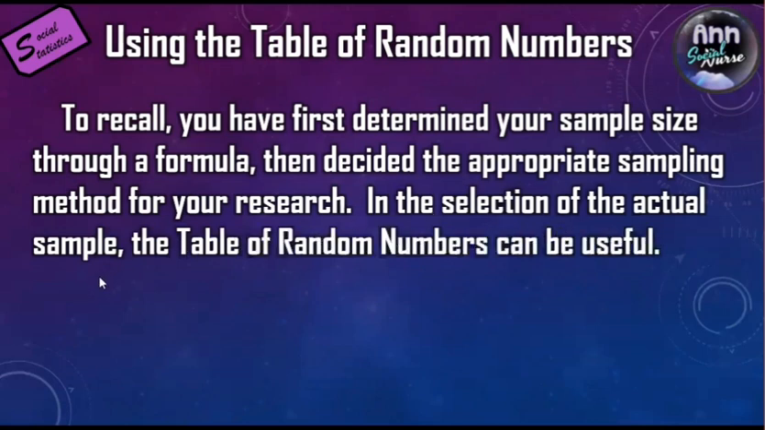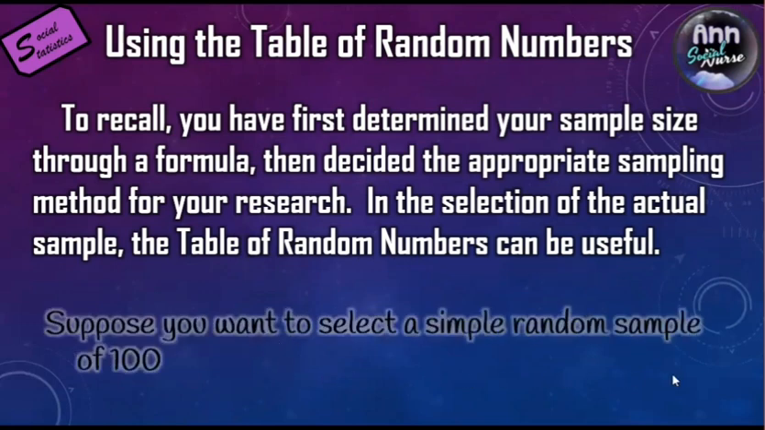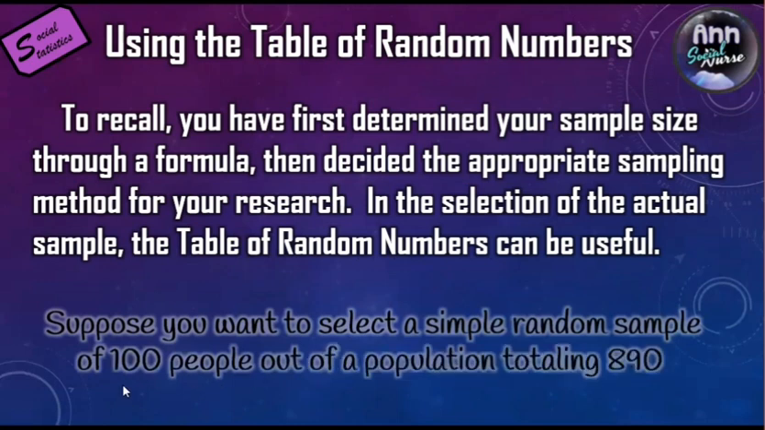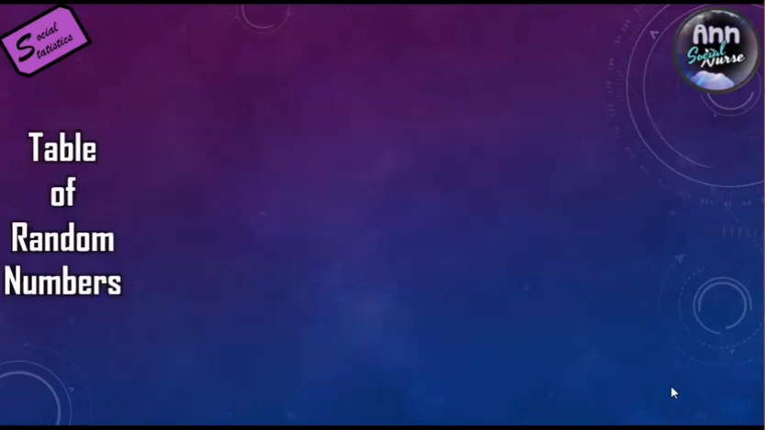In the selection of the actual sample, the table of random numbers can be useful. Suppose you want to select a simple random sample of 100 people out of a population totaling 890. Remember, the population is just 890.